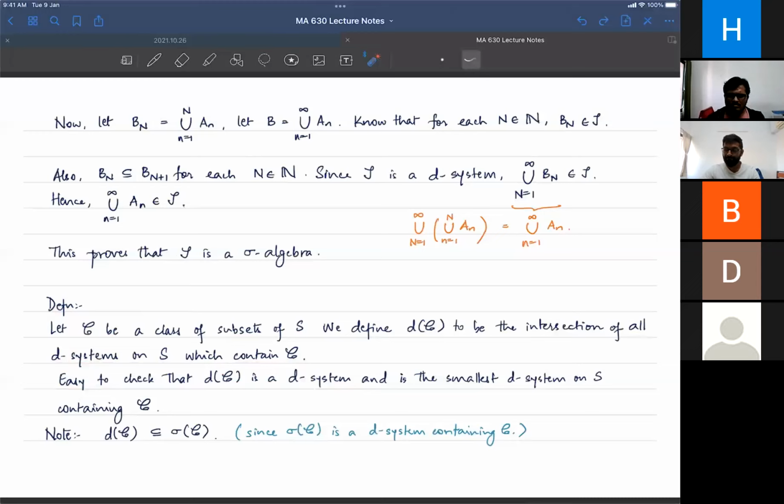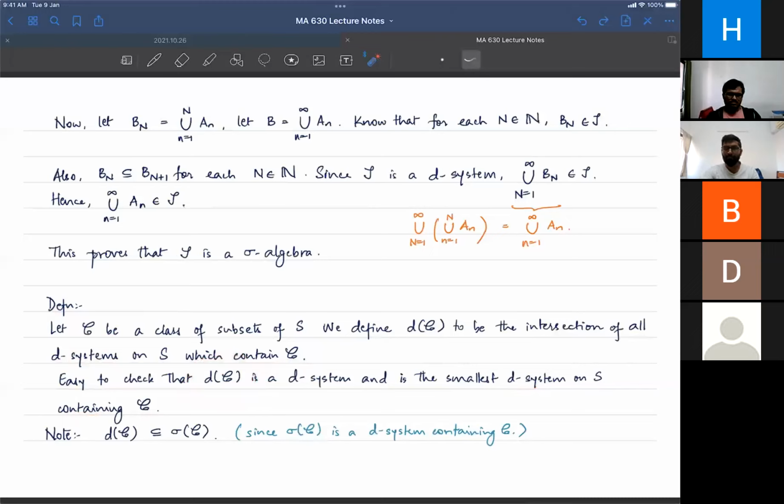We did this for sigma algebras, right? We said if you have any family of sigma algebras, you take the intersection, it will still be a sigma algebra. I'm making the same type of statement. I'm taking an intersection of a bunch of D systems, the result is still going to be a D system. So in other words, it's easy to check that D of C is in fact a D system. It is also the smallest D system on S containing C. Why is it? Because it is the intersection of all D systems containing C. So you might say D of C is the D system generated by C.